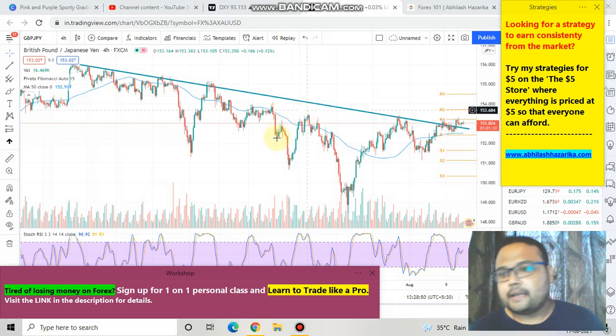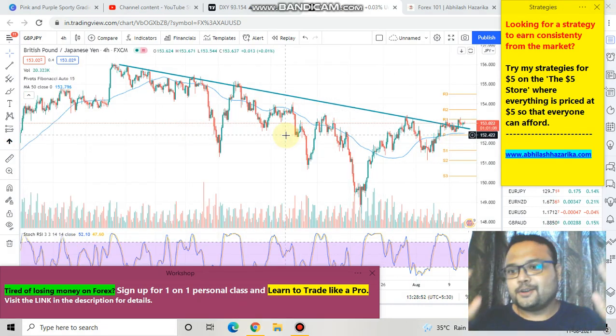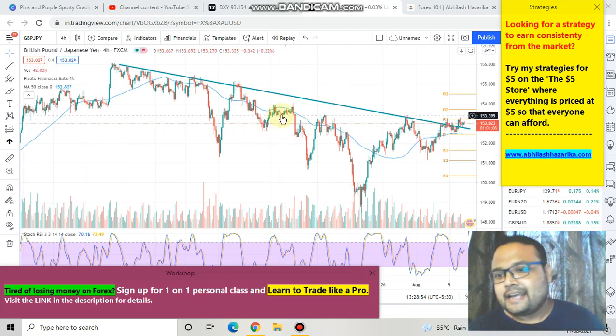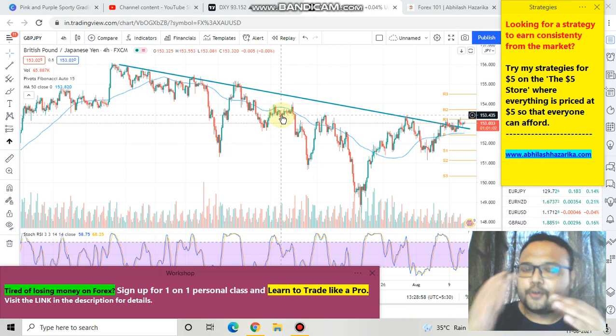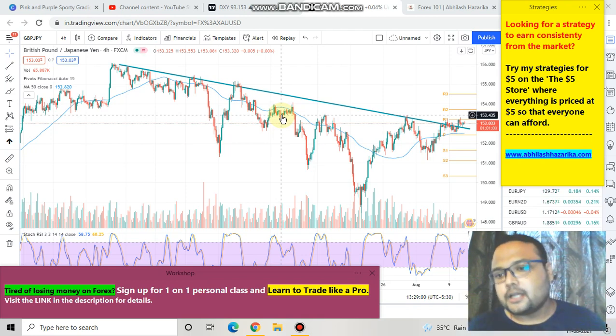Apart from these hidden buyers, we can see that I just have a single line drawn on this chart. Usually I draw 2 or 3 lines, but in the chart of GBPJPY I have just got a single line, and as you can clearly see, this was the resistance for the market.